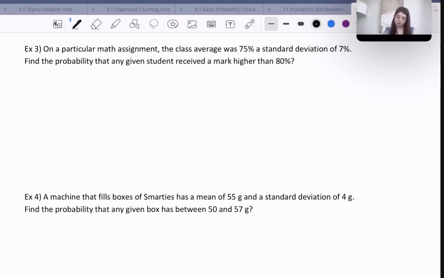So first of all, let's write what's given. Well, we know that mu is 75%, because 75% was the average or mean grade of these students on this math assignment. The standard deviation is 7%. Now we don't have to square root this because this is already a standard deviation. They didn't give us the variance. If they give us the variance, we have to take the square root to find the standard deviation. But here they already gave us standard deviation, so that's no problem.